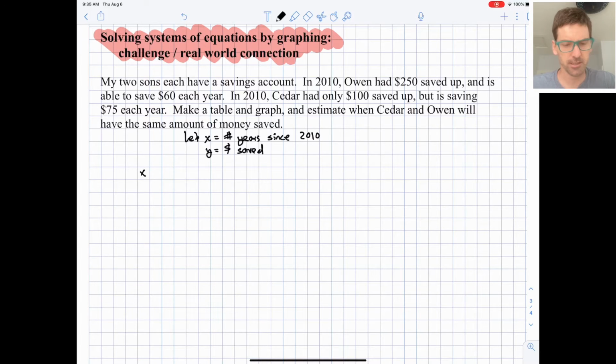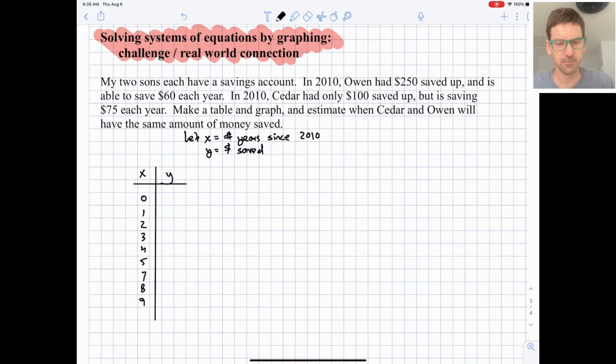Okay, so we're going to make a quick table here, and I don't know how long it's going to take them to have the same amount of money, but let's just see how it goes. So we'll count by years here. And let me actually be more specific here. Let's have y be the money saved, but we need a y for Owen and we need a y for Cedar. So we need more than just the two columns in our table.